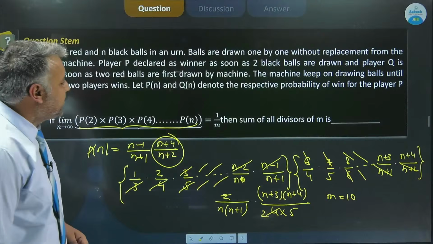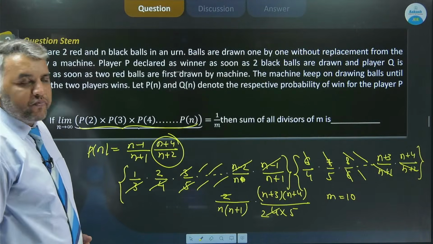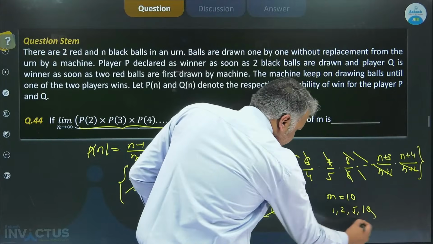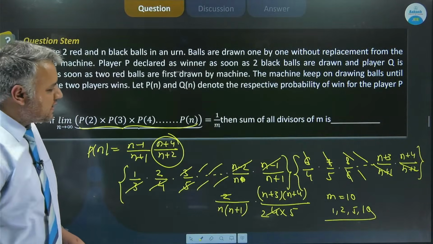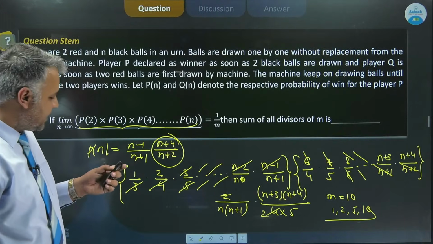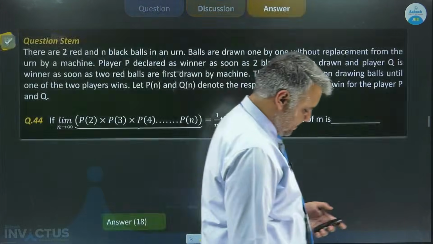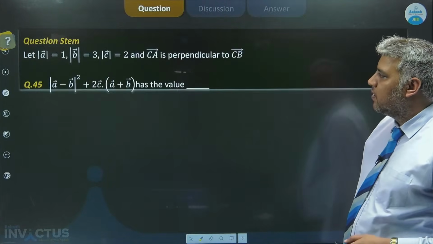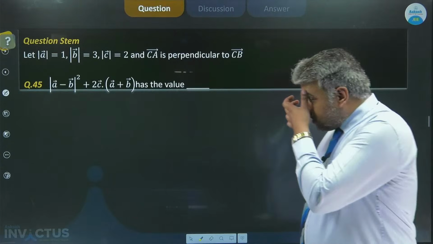Now the question is, find the sum of all divisors of m. So divisors of m will be 1, 2, 5, 10. There will be four divisors. If we find the sum of all these divisors, the answer must be 18. Let's check the answer. Yeah, the answer is 18. Okay, next question is on vectors.